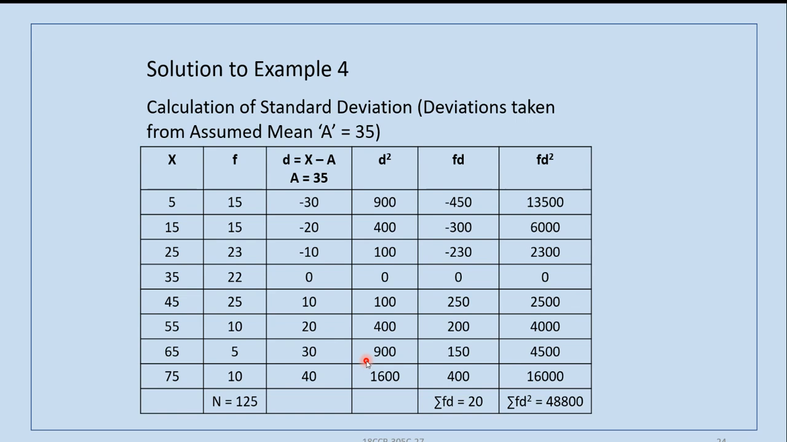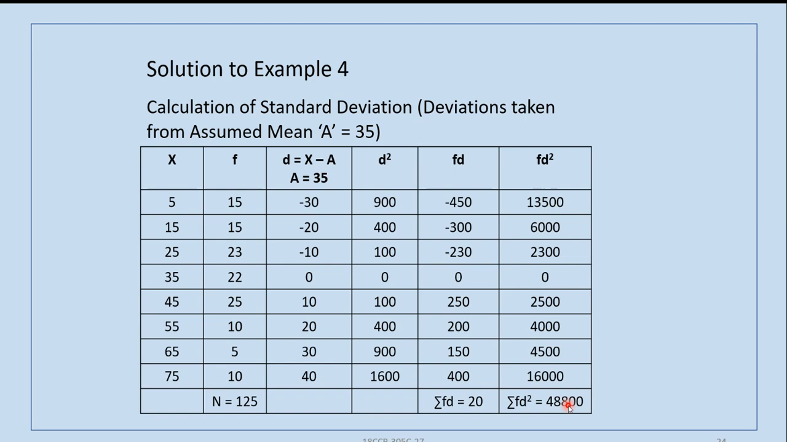And fd: minus 450, minus 300. fd means second column into third column. So please write here if you want, second column into third column. fd is calculated, and by deducting the negatives from the positive values, we got sigma fd is equal to 20. And then second column into fourth column: frequency is the second column and the fourth column is d square. So we take the product f d square and add them.